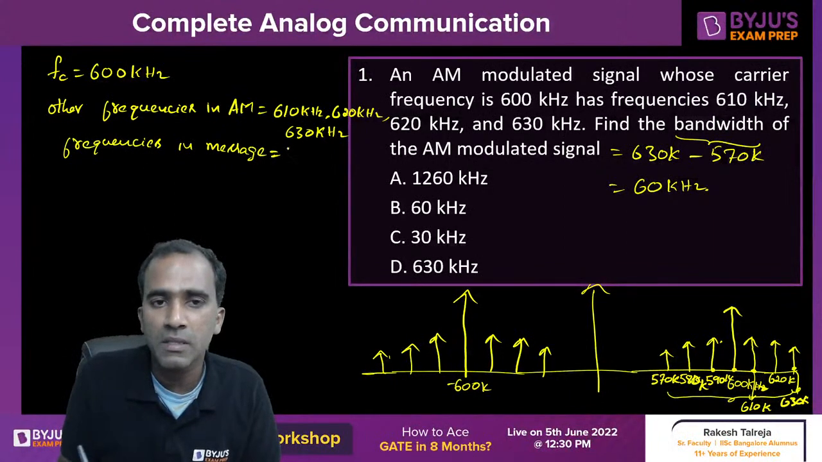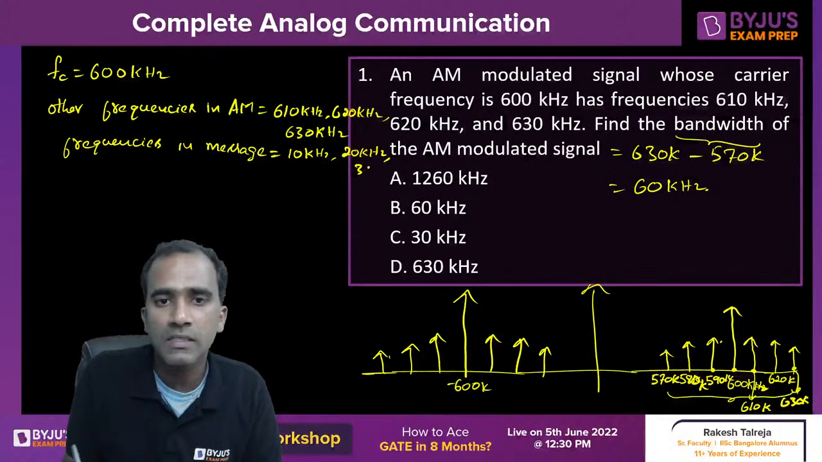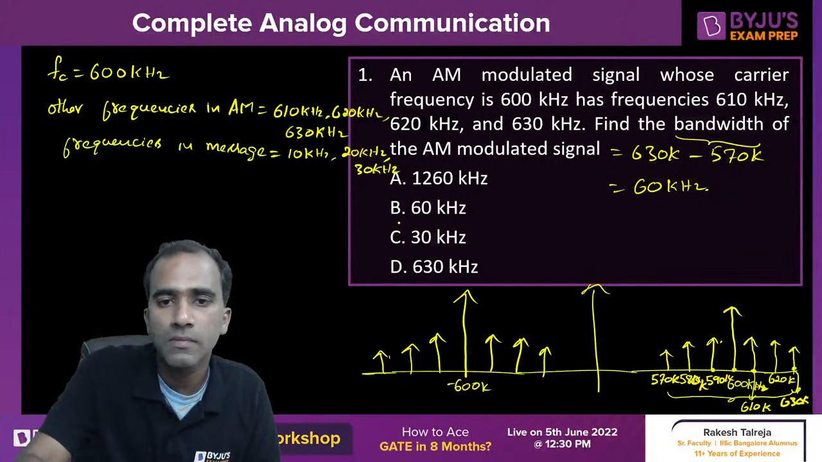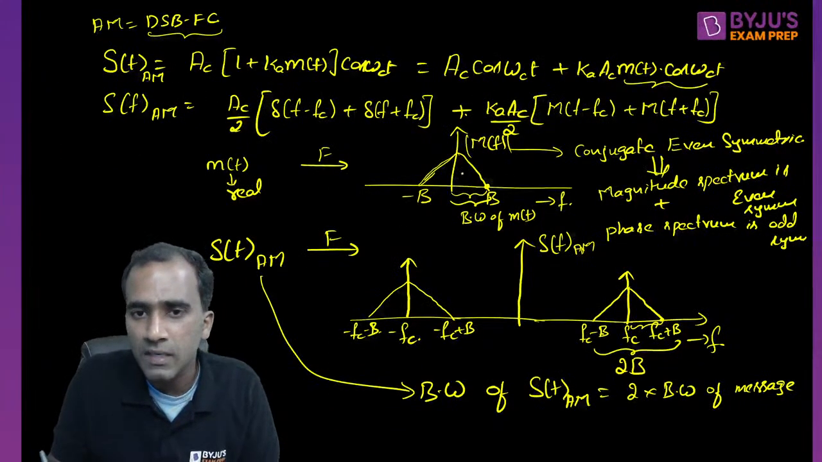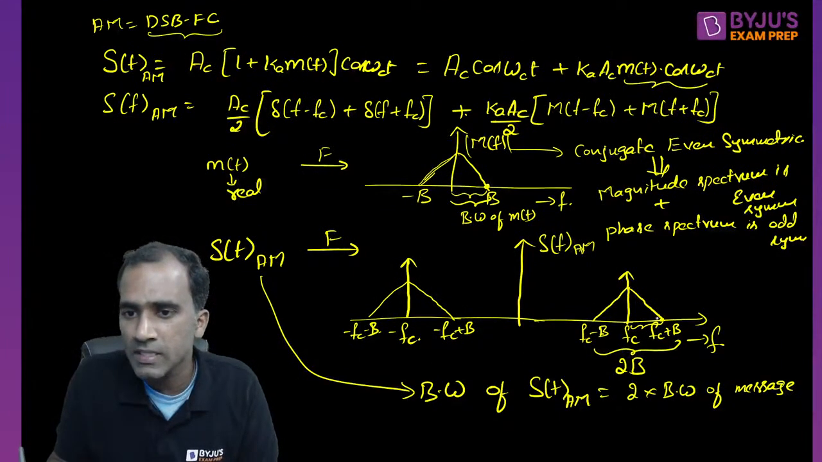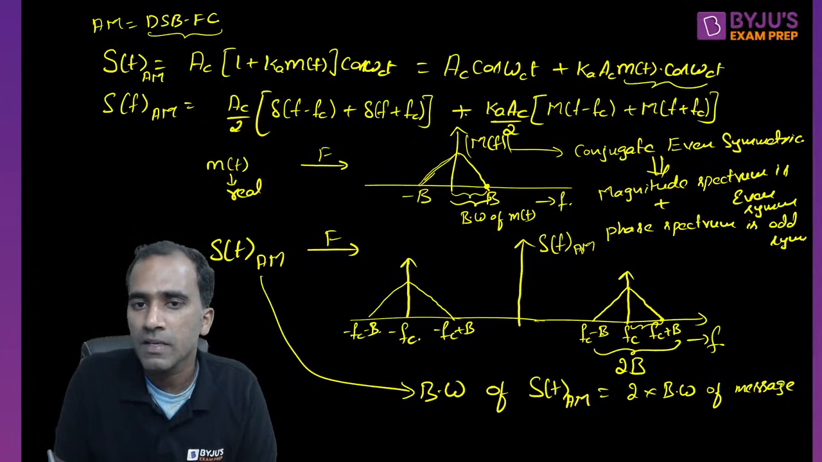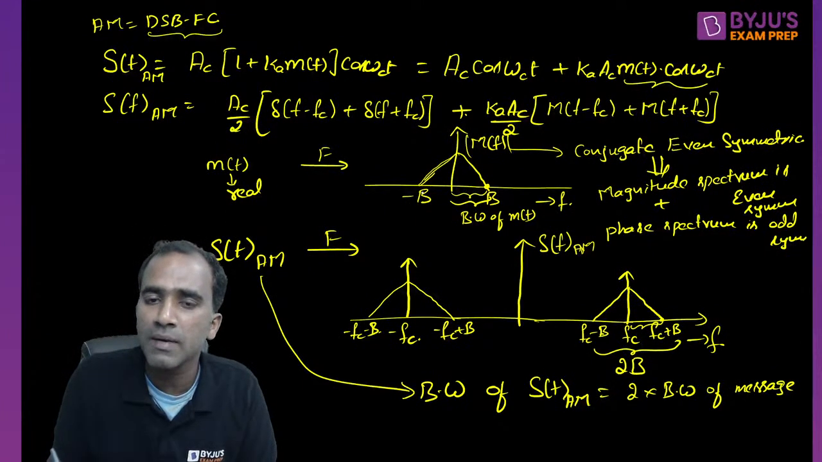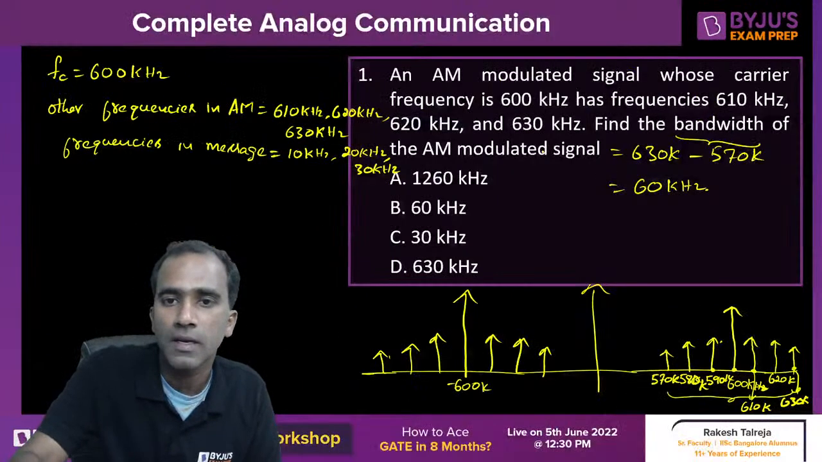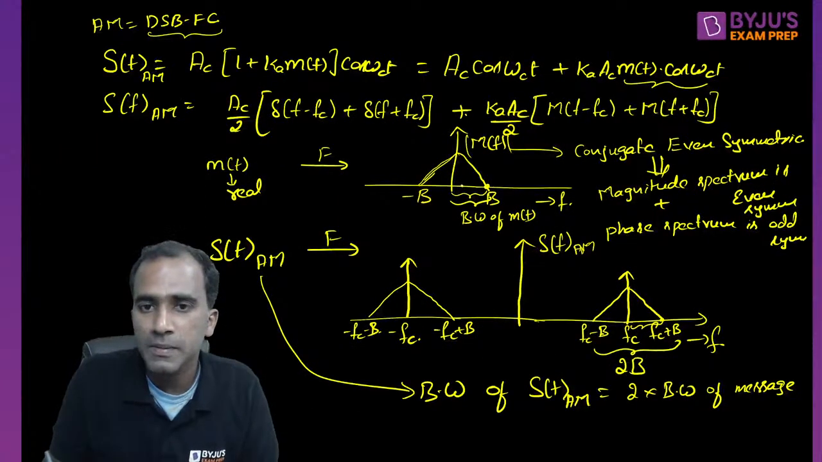So what are the frequencies in the message? Original frequencies in the message are 10 kilohertz, 20 kilohertz, and 30 kilohertz. Correct? These are the frequencies in the message. From the question, there are 610, 620, 630. 600 is FC, and 610, 620, 630 are present, which means 10, 20, and 30 are present. 10, 20, and 30 present means minus 10, minus 20, minus 30 are also present.